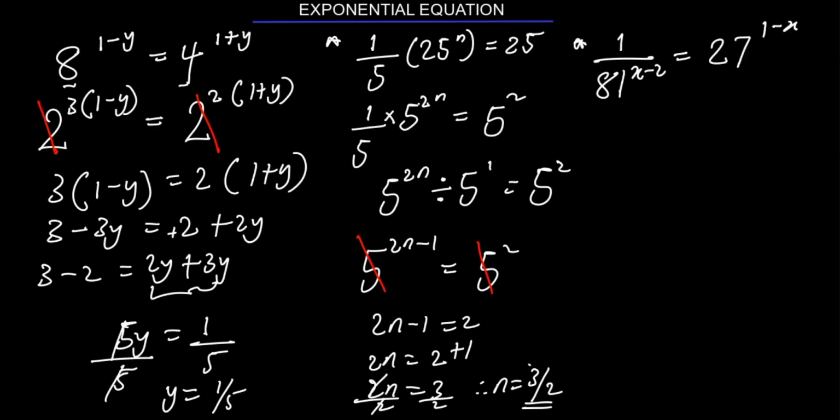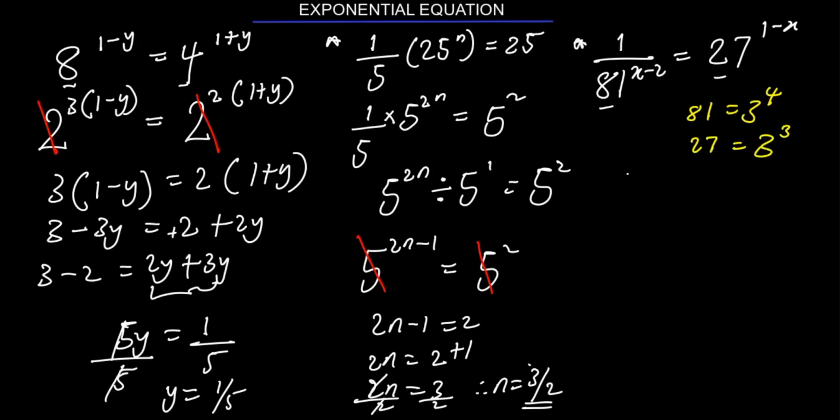You observe that there's no way you can cancel out this and this. It's not possible. But one thing is that we can express both of them as 3 raised to power something. Do you remember that 81 is the same thing as 3 to the power of 4 and 27 is the same thing as 3 to the power of 3? Since we know that, I'll replace it there.